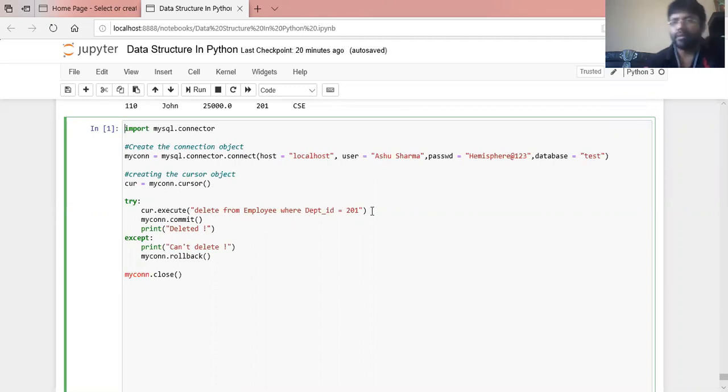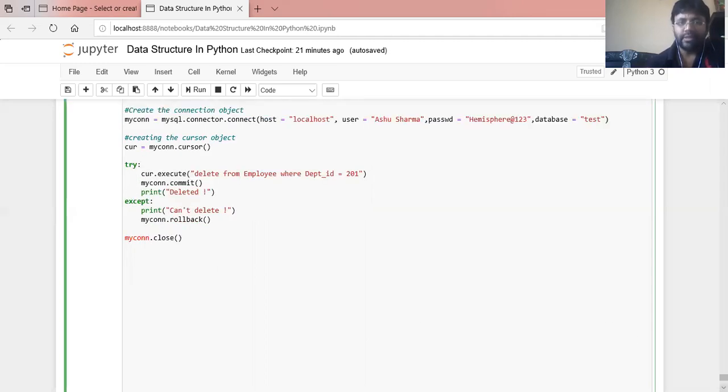What this query does is delete the records having that department ID 201 that we had already created in previous videos, in all these tables and databases. So from the employee table, all records having department ID 201 are going to be deleted. Then you commit the transaction and print deleted. If there is some error, then it cannot delete and the rollback method will be called. And finally, you close the connection object and check the result.